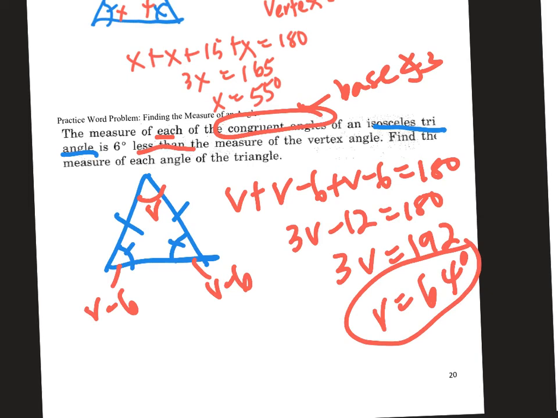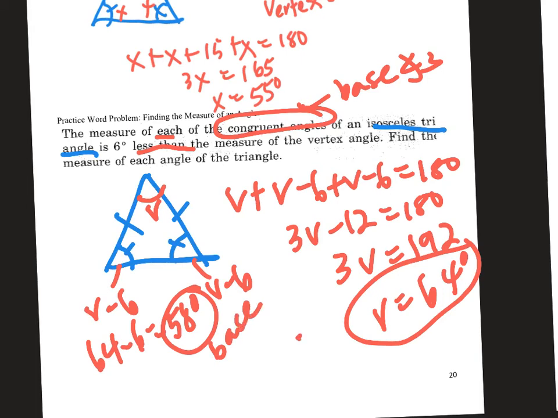And I know that my base angle, I can substitute in this value for v now, right? So I have 64 minus 6. That's going to give me 58 degrees for my base angle, right? So this is my base angle. This is my vertex. Okay?